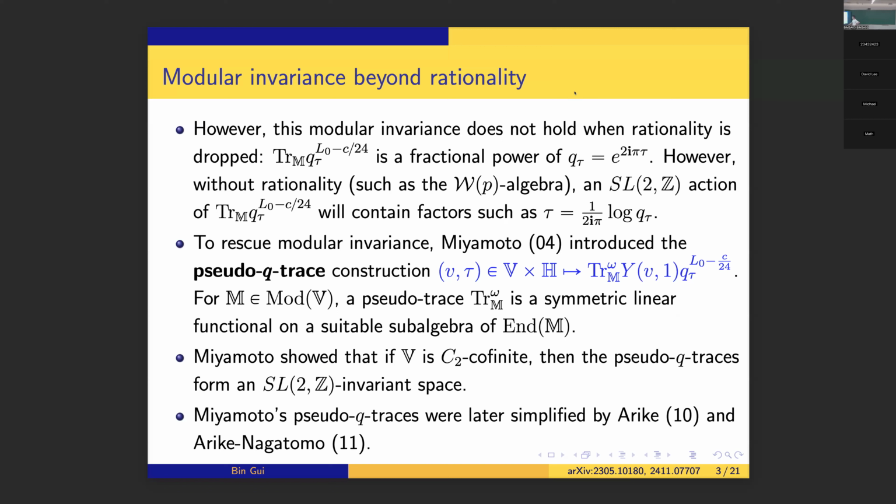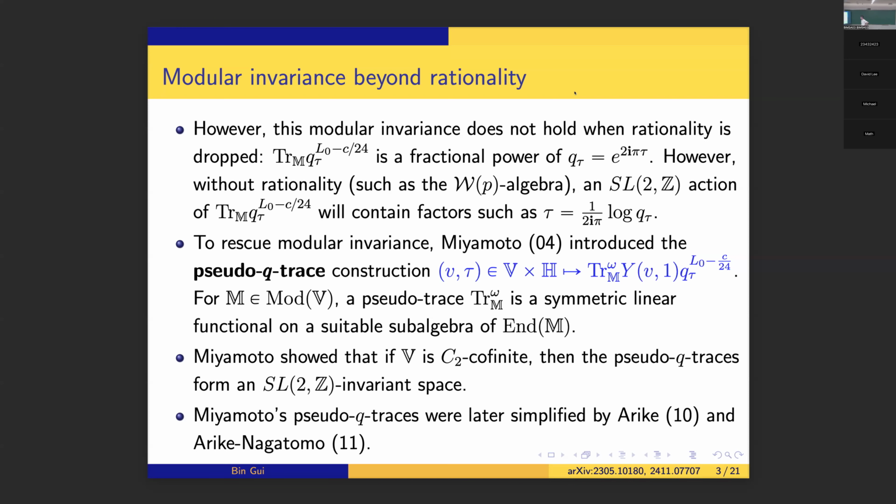He replaced the ordinary trace function by a more general type of symmetric linear functional called pseudo-trace. He used this pseudo-trace to construct this expression, and he showed that if we use these pseudo-traces, then they form a vector space which is modular invariant. This is one of the main results in Miyamoto's paper in 2004. And later, Miyamoto's formulation of pseudo-q-traces was simplified by Arike and Gainutdinov-Runkel. This is the background of my talk.